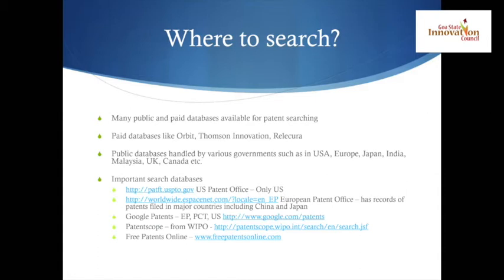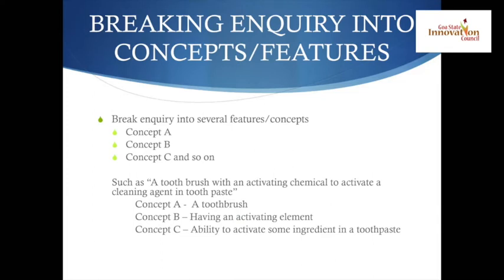Now, how we approach a subject when we do a search is we break down an inquiry into several features or concepts: concept A, concept B, or concept C. Say I have a toothbrush with an activating chemical to activate a cleaning agent in toothpaste. Whenever the toothbrush rubs against the teeth, this activating chemical activates a cleaning agent. Otherwise, it's in the sleeping mode. So now there are three concepts: a toothbrush, and a toothbrush must have an activating element. And then this activating element must have an ability to activate some ingredient in a toothpaste.